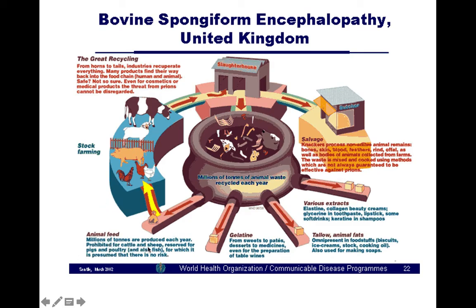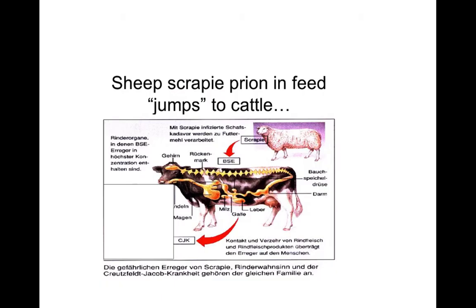Animal feed. This is where we get really bad news. So millions of tons are produced each year, prohibited for cattle and sheep, reserved for pigs and poultry, and also fish, for which it is presumed there is no risk. We hope, right? So this would be that blood and bone meal, that high protein supplement that would be added to animal feeds, a cheap source of protein, and we see this is the connection then between scrapie and BSE, or mad cow disease.